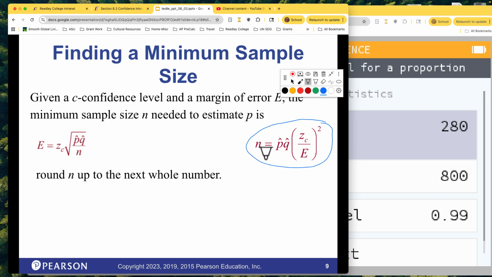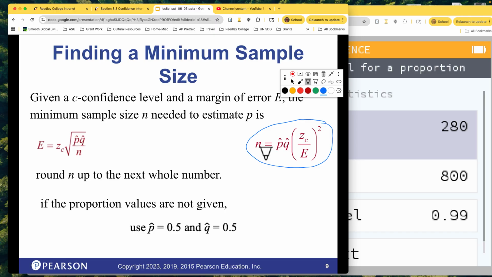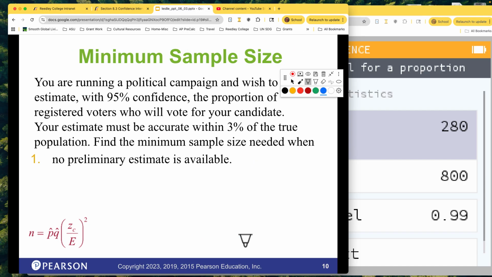Always round it up to the next number, because if you need 86.3, you're actually going to need 87 to make everything work. And if the proportions are not given, this is kind of a cool thing. What you do is you start with a 50-50, and you'll get a good estimate. So you might say, I won't know that until I collect some data. So a lot of times what you have to do is just start here, and you'll get close enough. This will give a larger sample size than you need, but at least you won't have to go back and take any more samples.